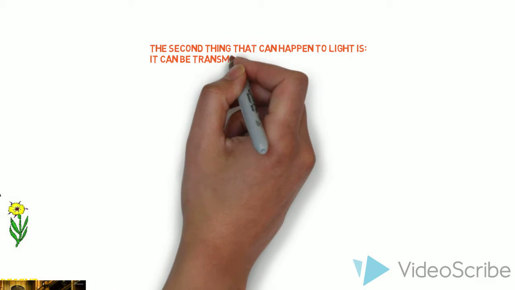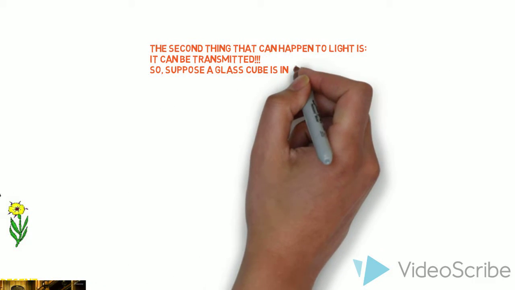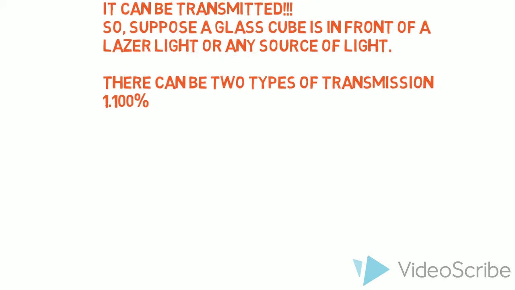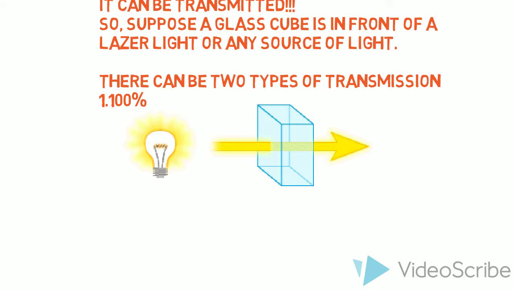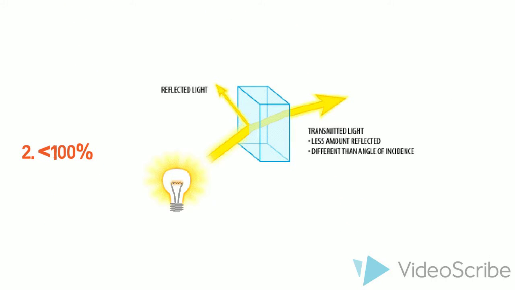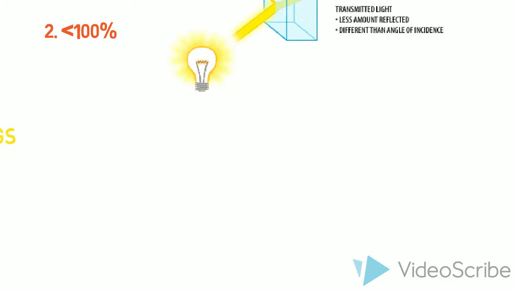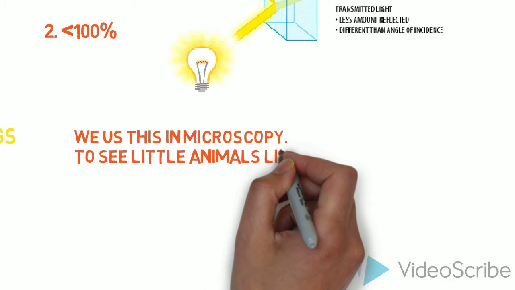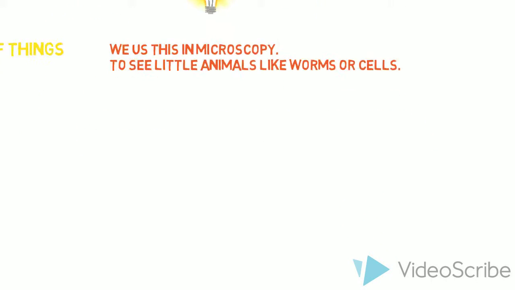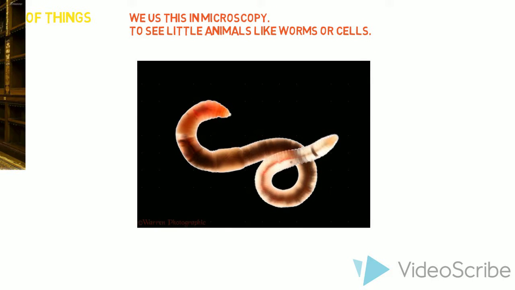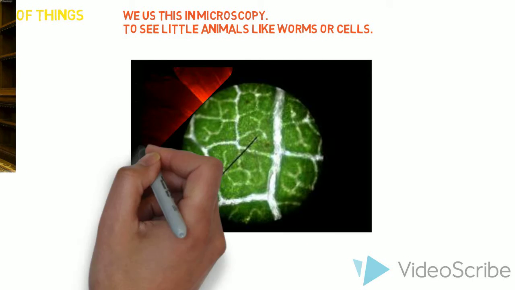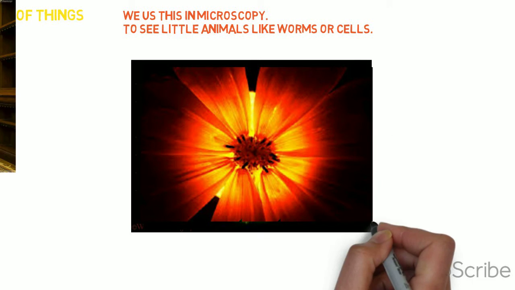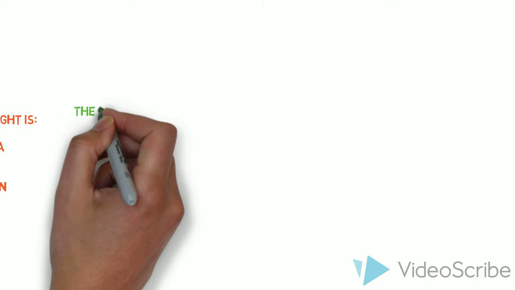The second thing that can happen to light is that it can be transmitted. Suppose a glass cube is in front of you and a laser is the source of light. Two types of transmission can happen: 100%, where everything passes through, and at an angle, where only some part of it is transmitted. We use this in microscopy to see little worms and cells. We pass light from under them, and so the transmitted light comes to us. You can see clearly in this flower that the light is coming from below. That's how we see transmitted light.